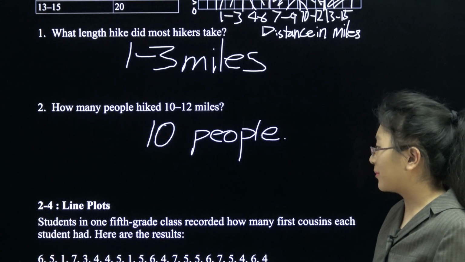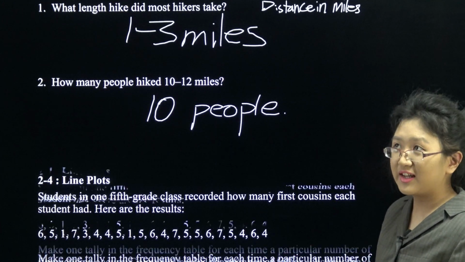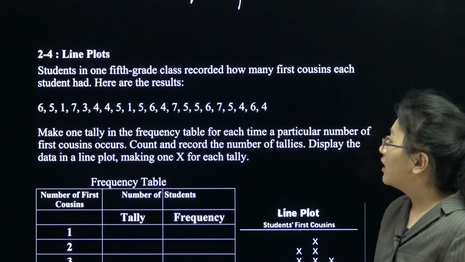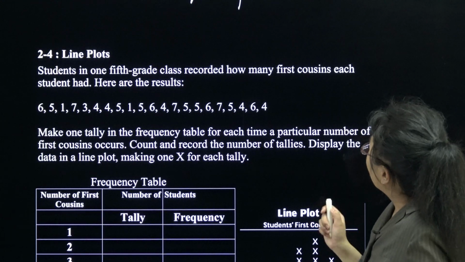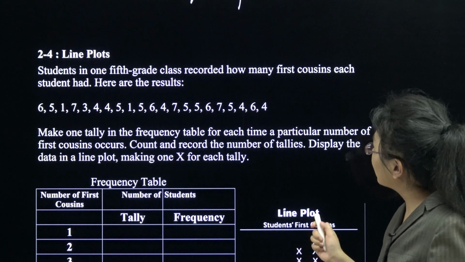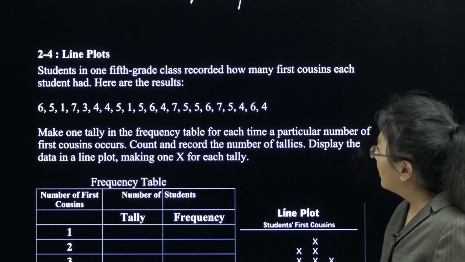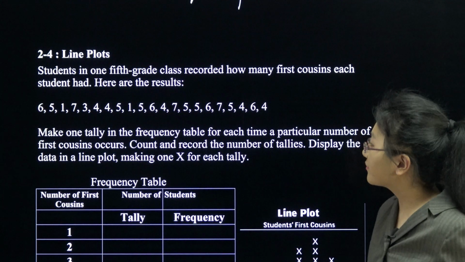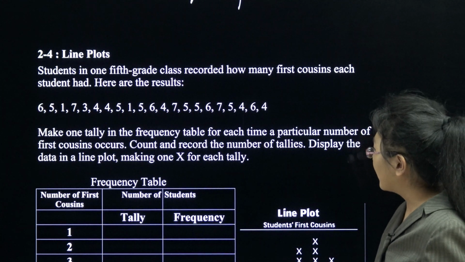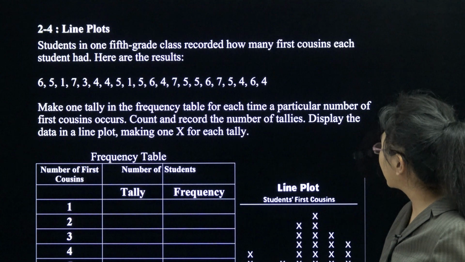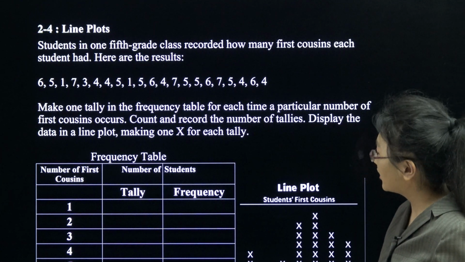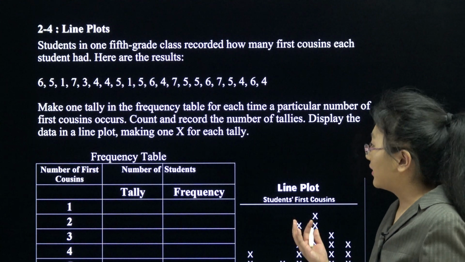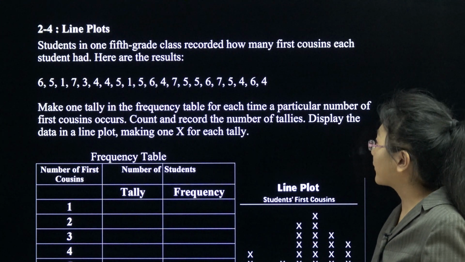But we're going to move on to line plots. Amazingly enough, these are actually different from line graphs. Students in one 5th grade class recorded how many first cousins each student had. Here are the results. Make one tally in the frequency table for each time a particular number of first cousins occurs. Count and record the number of tallies. Display the data in a line plot, making one X for each tally.